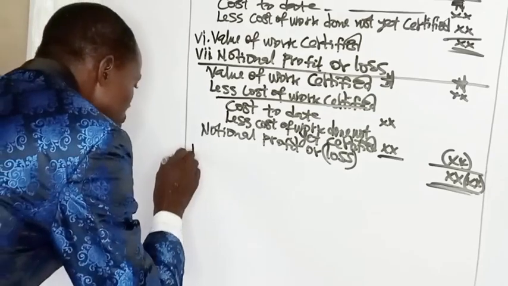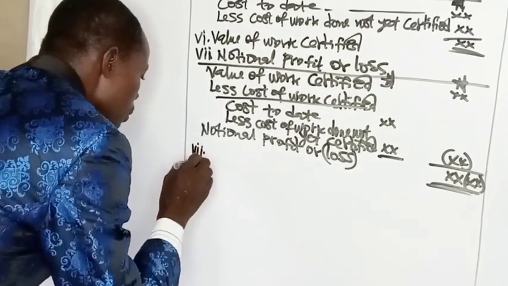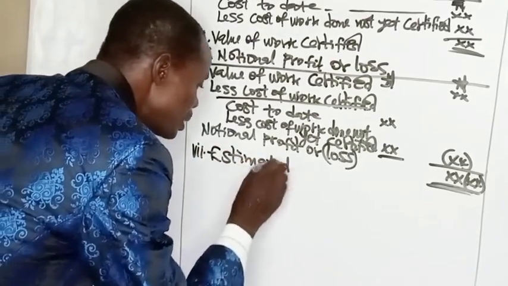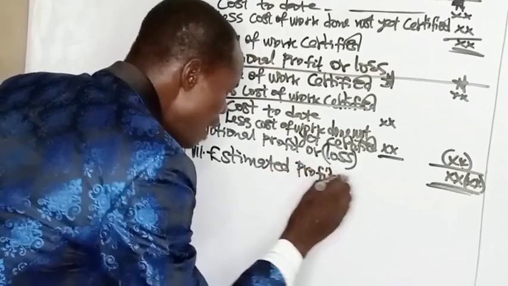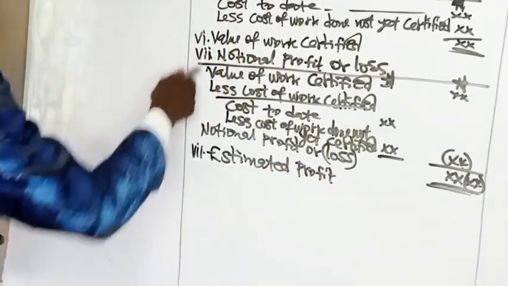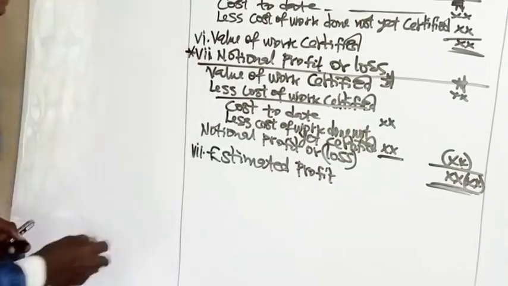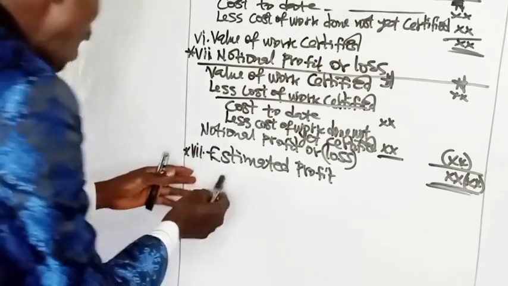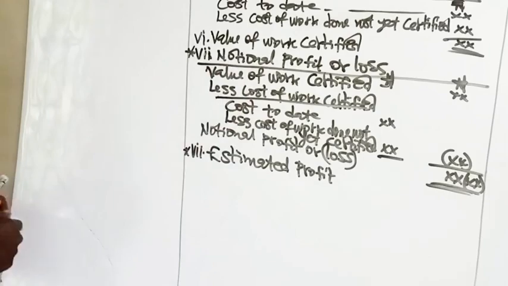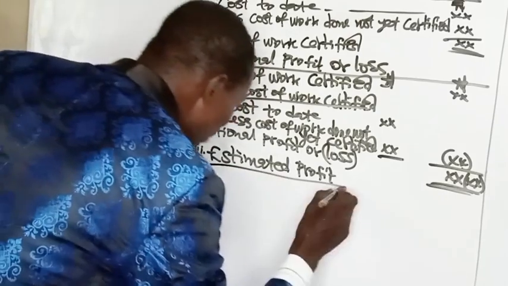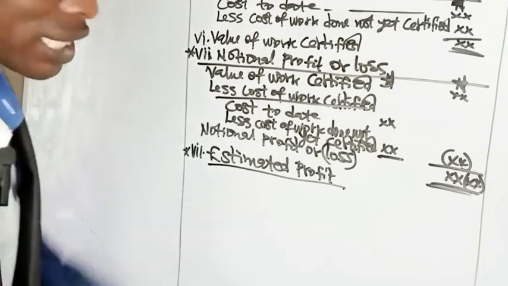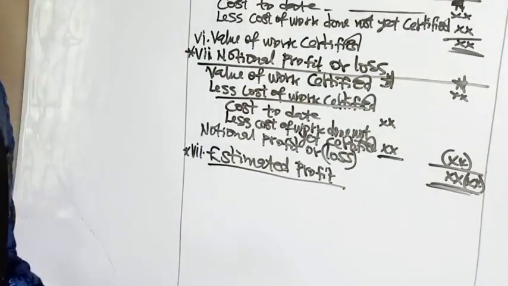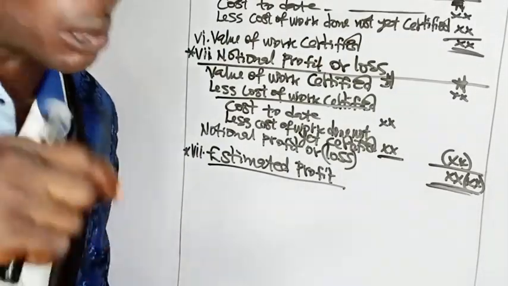Number 8, we have the estimated profit. In every question, one of these will always be calculated. You may either have notional profit or you calculate the estimated profit. I will tell you where you will need to determine the notional profit in the question and where you will need to determine the estimated profit. What do we mean by estimated profit first? Estimated profit is the difference between the contract price and the estimated total cost of the contract.